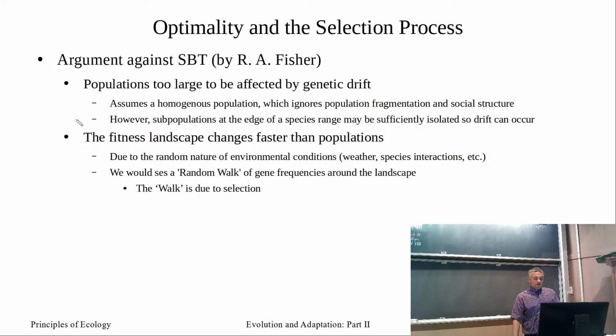The second argument against is that our fitness landscape changes faster than the populations. And this goes back to our properties of fitness. Our fitness is determined by the environment. And Fisher says that year-to-year variation is going to produce different landscapes every year. And if we're dealing with organisms that have a generation time of, let's say, 1 year, what our parental population sees this year will be different than what our offspring see next year, which is different than what our grand offspring see the year after that. So if every year changes, we're going to have selection acting in different ways. Why? Because our fitness has changed.